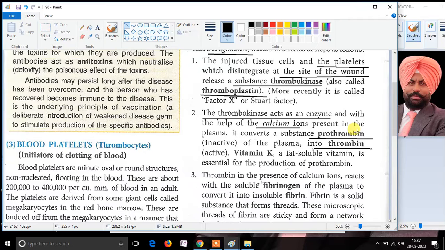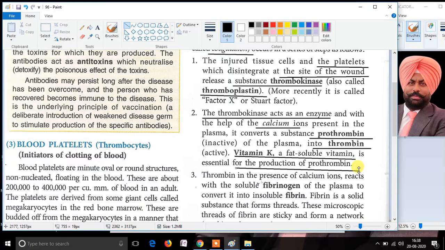So whenever there is a cut, the platelets will secrete thrombokinase. That thrombokinase will take the help of calcium ions and change the prothrombin, which is already present in the blood and is inactive, into a substance called thrombin, which now becomes active. Vitamin K, which is a fat-soluble vitamin, is involved in the production of prothrombin in the blood. This prothrombin is changed into an active substance called thrombin.